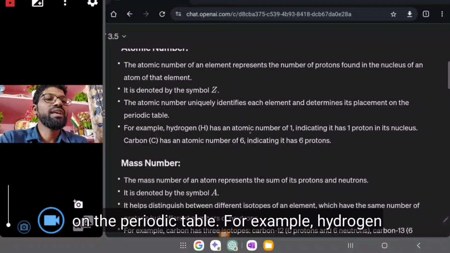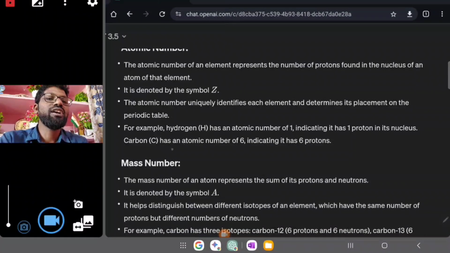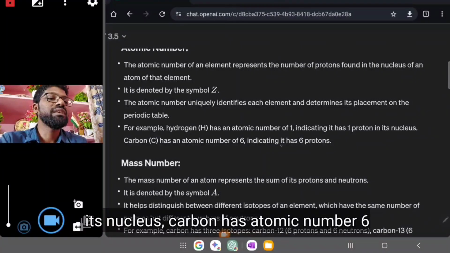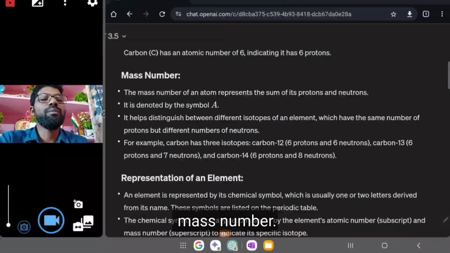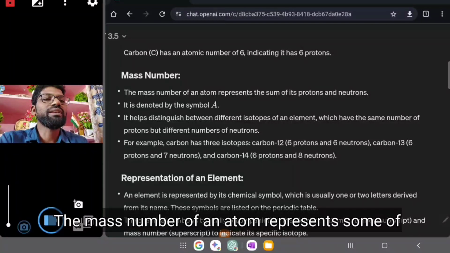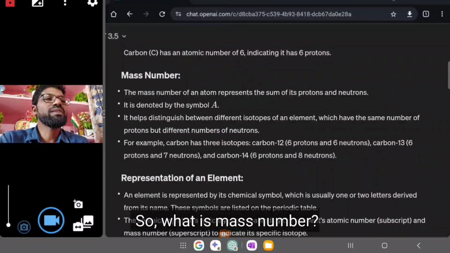For example, hydrogen has atomic number 1 indicating 1 proton in its nucleus. Carbon has atomic number 6 indicating it has 6 protons. Next comes mass number. The mass number of an atom represents the sum of its protons and neutrons. Clear? So what is mass number?